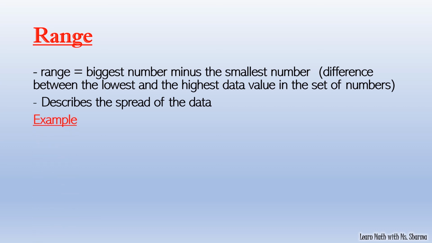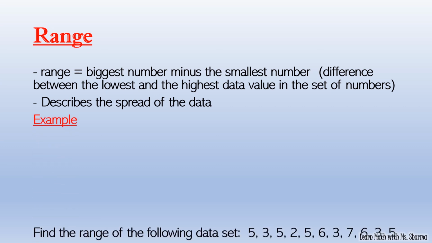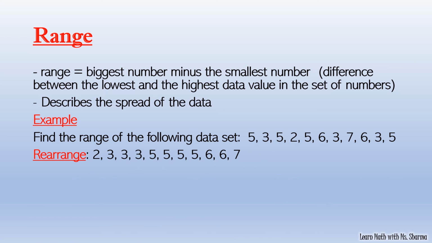Example. I'm using the same example as before. Our largest number is 7 and the smallest number is 2. So we are going to find the range, which is 7 minus 2, which is 5. So the range for this data set is 5.